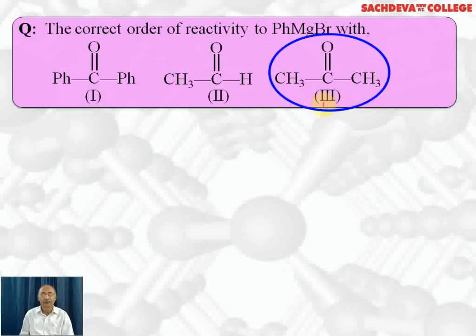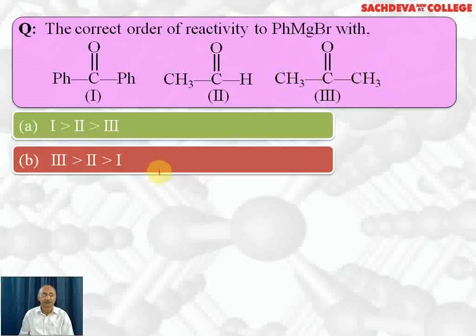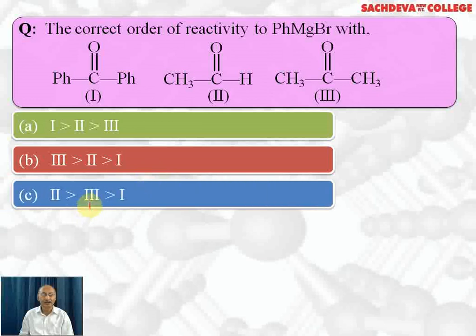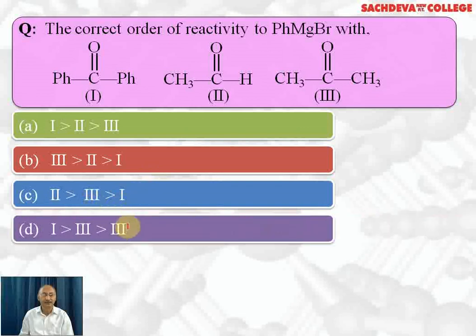Second most reactive is acetone. Here polarity is less than acetaldehyde because of two methyl groups which are electron releasing, and secondly it also has steric hindrance. So most reactive is second, second most reactive is third, and least reactive is benzophenone, that is first. So correct answer is C part.